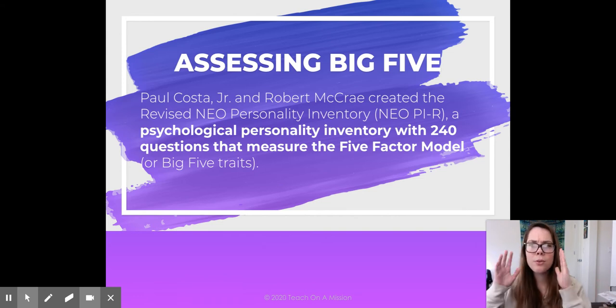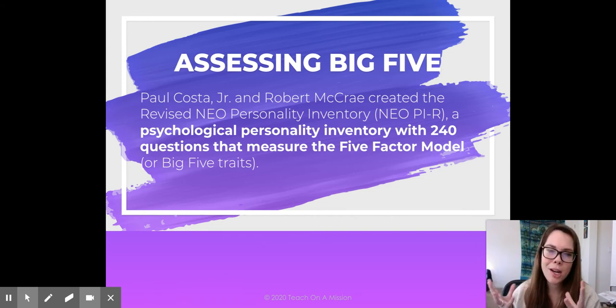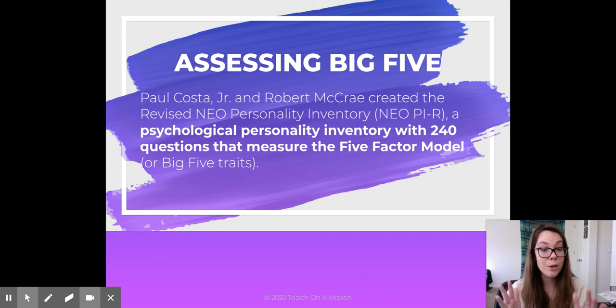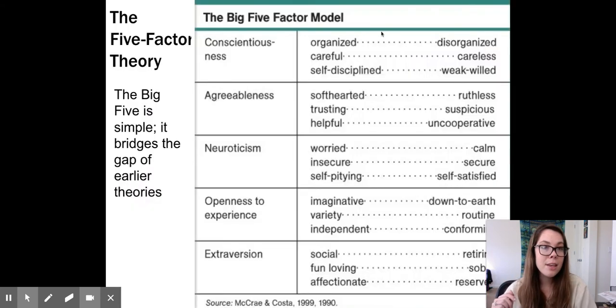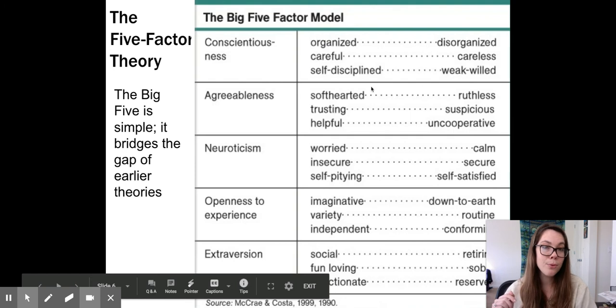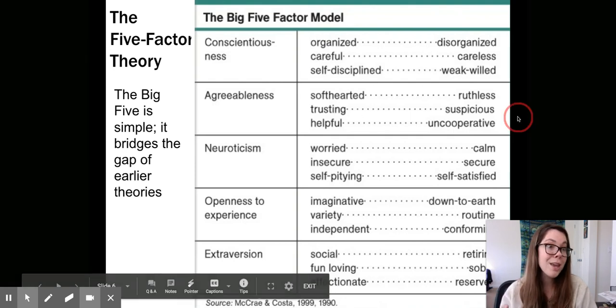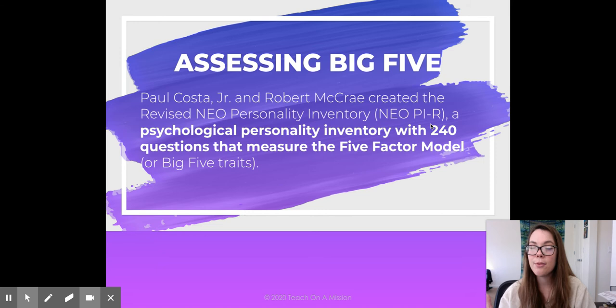Costa and McCrae are the ones who created this personality inventory, and they came up with the Big Five factor theory. They created over 240 questions that measure this Big Five model, all those traits you saw in those spectrums. These have questions that people answer to see which way they lean. So there are pre-created questions for this test. I also believe it's expensive to take the actual one, my friends. But again, we all know that.